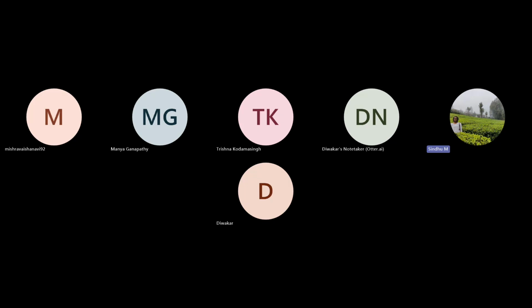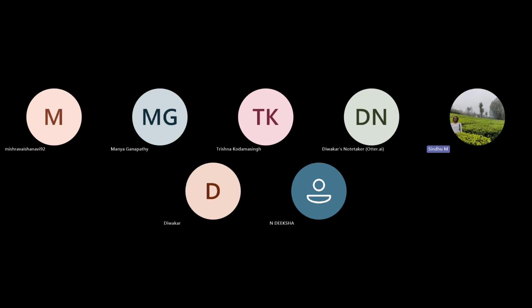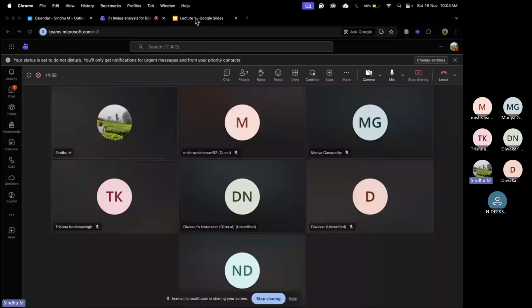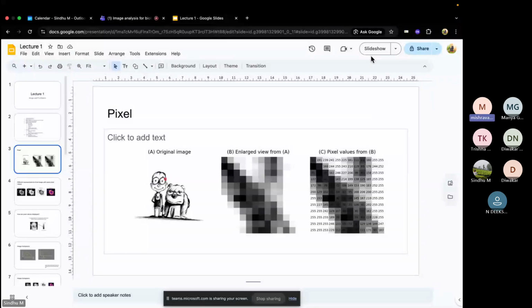So what is an image? An image is, if you just see it... It is not visible. You're not able to see the slides? No, ma'am. If it is not in full screen, the screen itself is not visible. I'll share again, sorry. Okay, now it should be visible, I think. Yes, ma'am. Okay.